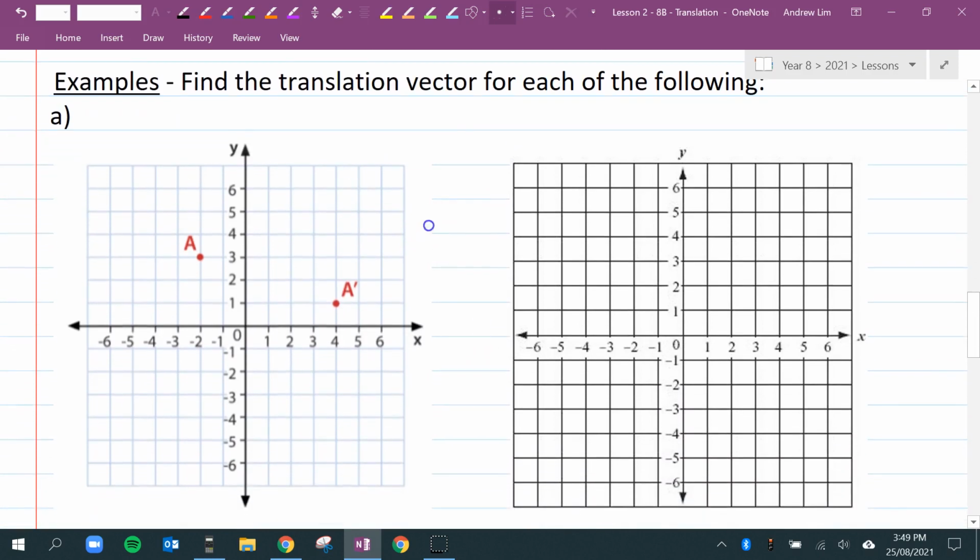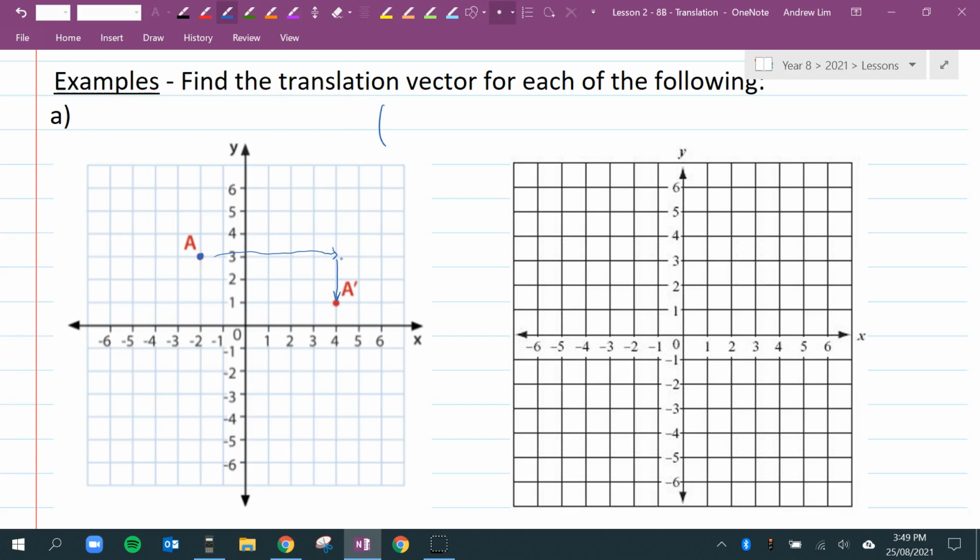So for question A, here we've got the original point and where it has been moved to. When we do our vectors, we always have the top number telling us whether we go left or right first, and then the bottom number telling us whether we go up or down. So what we need to do is go right first, and then go down to get to A dash.